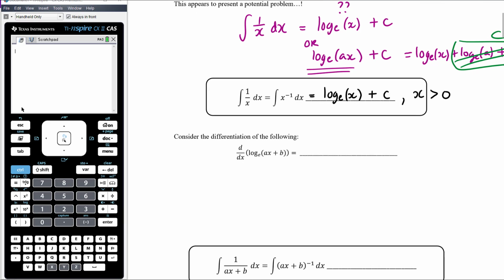Okay, let's think about differentiating a slightly more complex version of log. So when we differentiate log e of ax plus b, we use the chain rule, okay, and we would get 1 on ax plus b, and then we would need to multiply by the derivative of the inside, which is a. So we would get a on ax plus b.